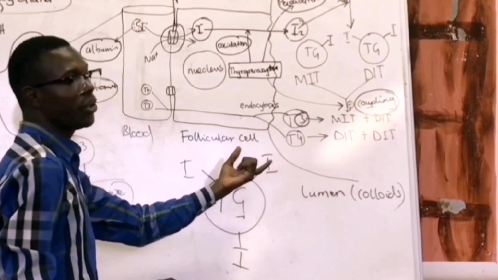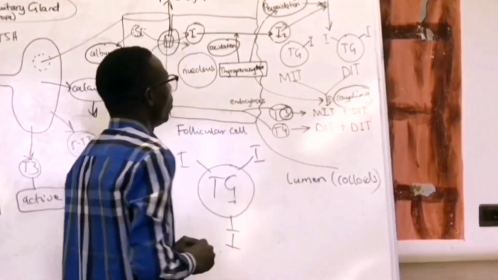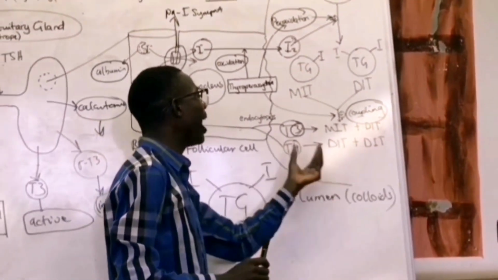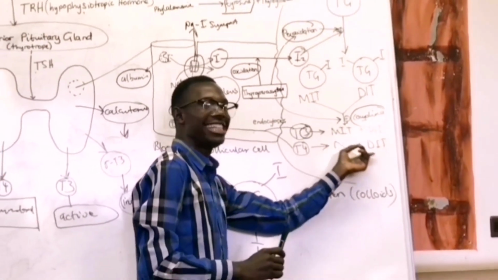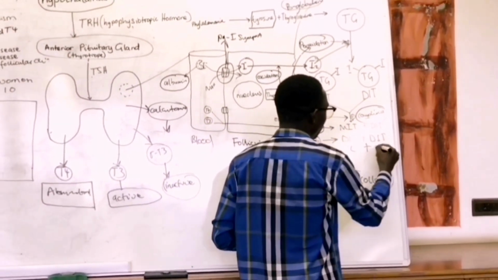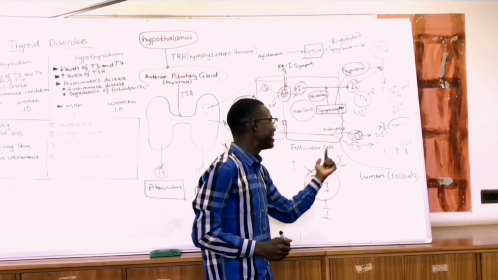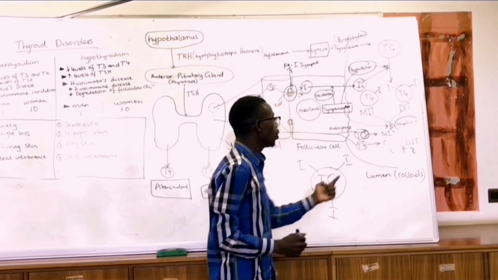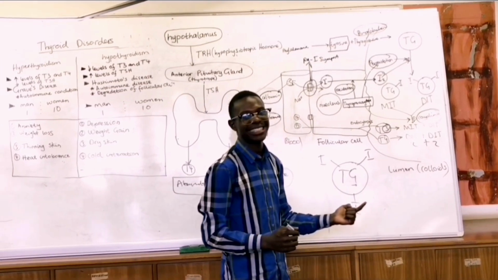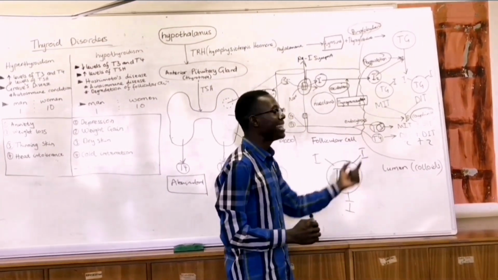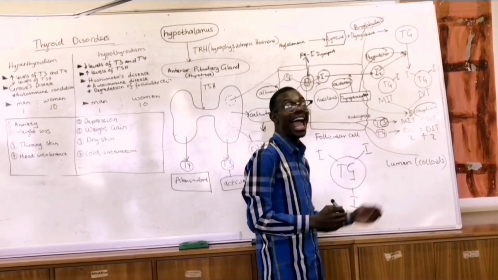And then how do we form T4? T4 is formed when we bind DIT plus DIT, just 2 plus 2, so we have 4 iodines. That makes T4. T4 is also called tetraiodothyronine. Tetra means 4. And T3 is called triiodothyronine, because it has 3 iodines.